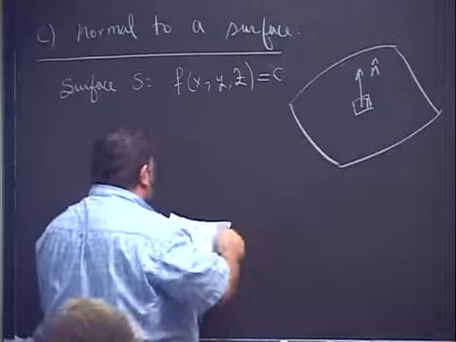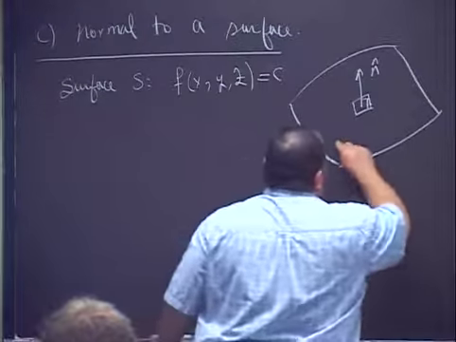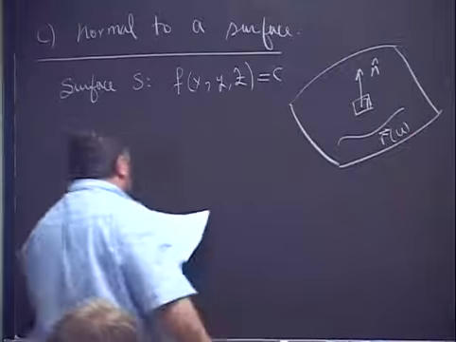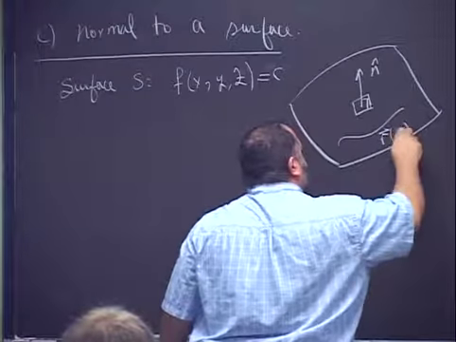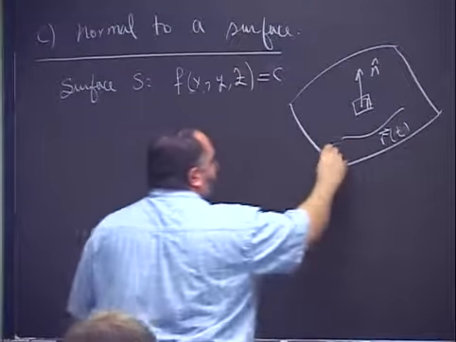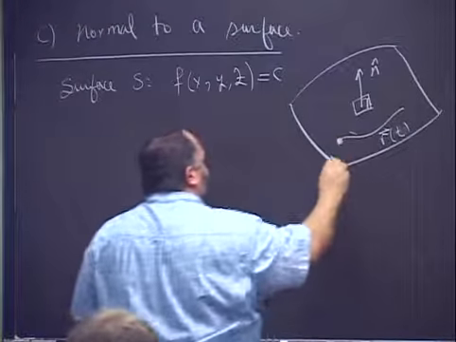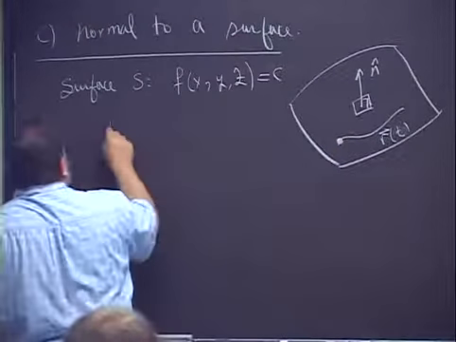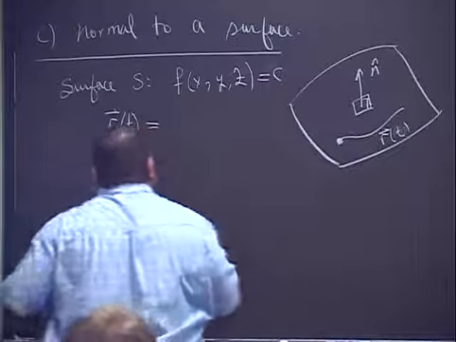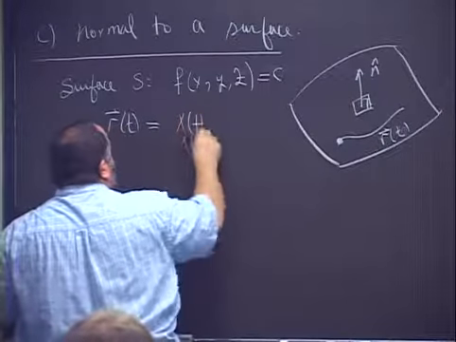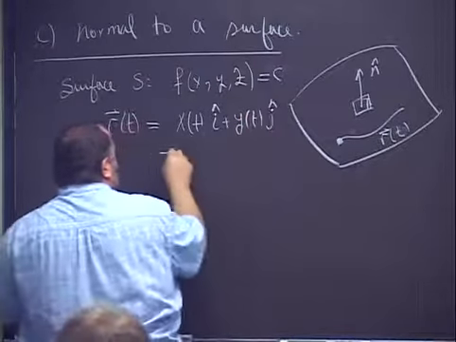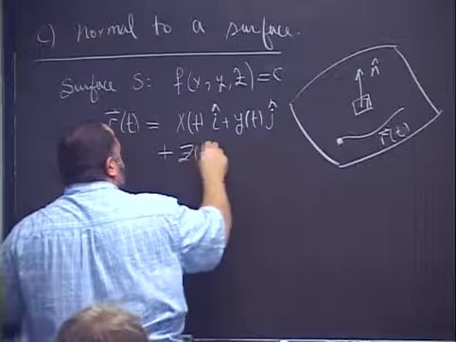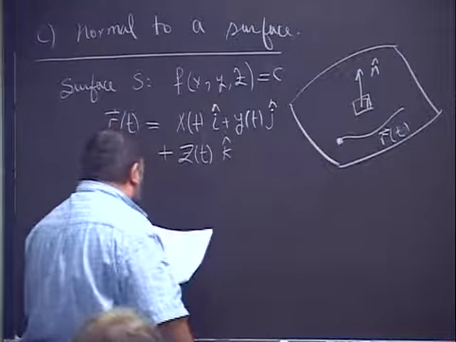So let's assume that there is a curve on this surface, and this curve is just R of u, or R of t, where t is time. Let's assume that there is a particle rolling over the surface, and this is R of t. So R of t is just equal to x of t in the i direction plus y of t in the j direction plus z of t in the k direction.